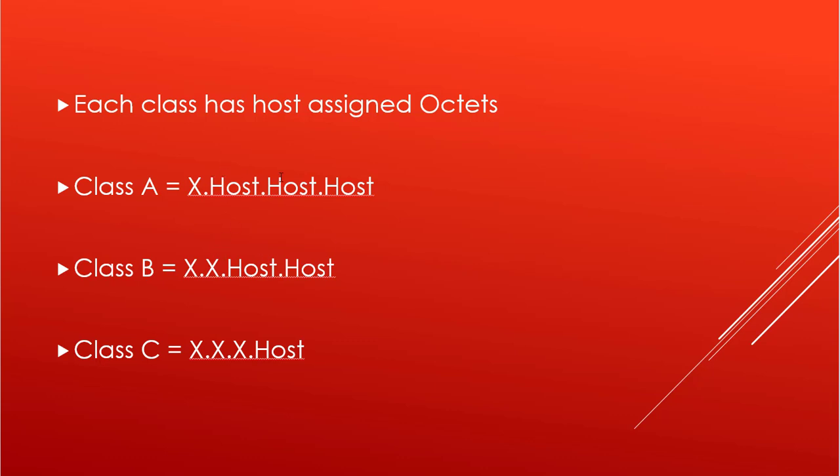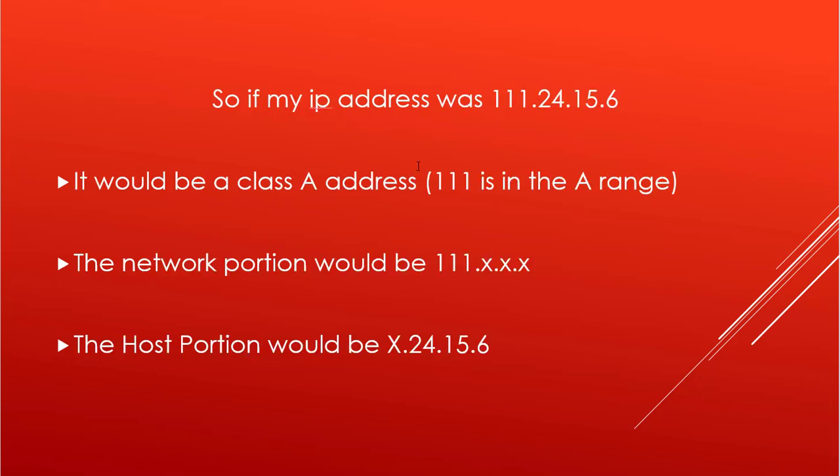So in a Class A, we have 3 octets for host. In a Class B, we have 2 octets for host. And in a Class C, we only have 1 octet for host, which is again why we can do 16 million, we can only do 65,000, and we can only do 256 hosts for each of these networks. And this makes it very easy to split and separate those into host and network portion.